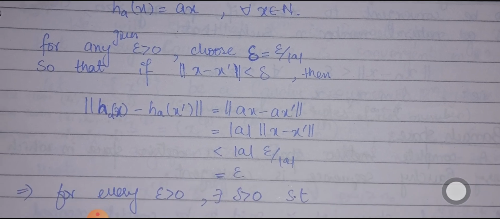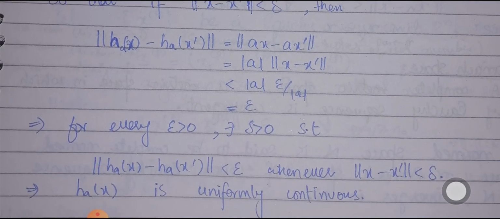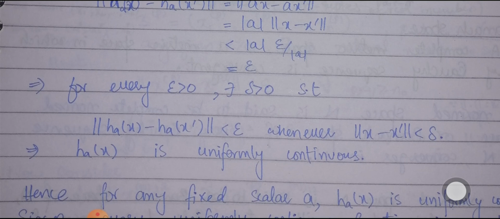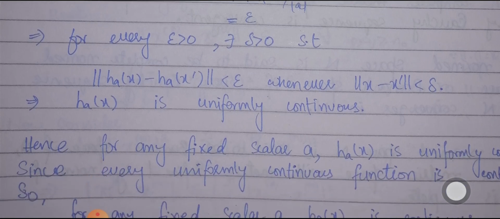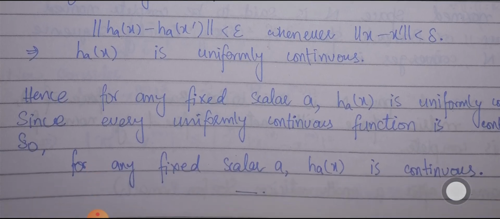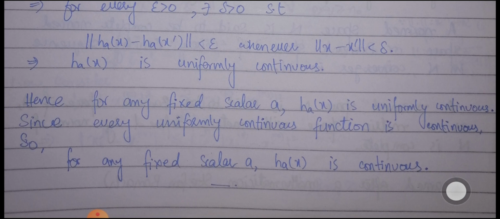So this is how we get the result that the norm of h_a(x) minus h_a(x prime) is less than epsilon whenever the norm of x minus x prime is less than delta, which shows that h_a(x) is uniformly continuous. Now we know that every uniformly continuous function is also continuous. That's why we are saying that for any fixed scalar a, h_a(x) is continuous. This is what we have to prove.